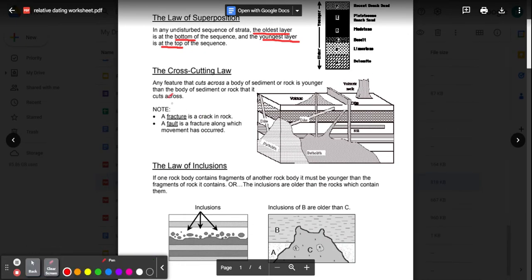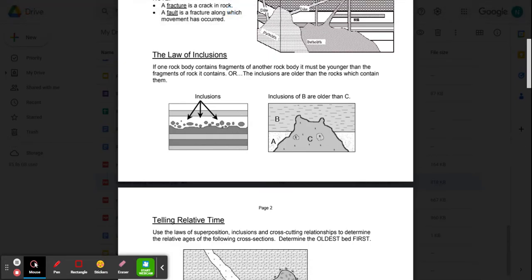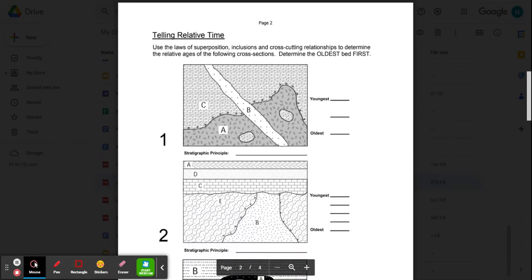The law of cross-cutting relationships: any feature that cuts across a body of sediment or rock is younger than the body of sediment or rock that it cuts across. Okay, so let's make sure that we remember these. Law of inclusions: if any one rock body contains fragments of another rock body, it must be younger than the fragments of rock it contains, or the inclusions are older than the rocks which contain them. All right, so let's go down here and let's look.